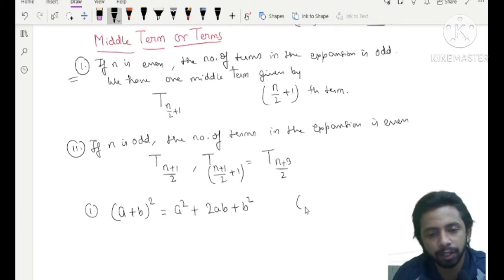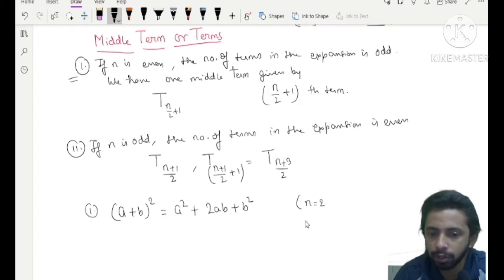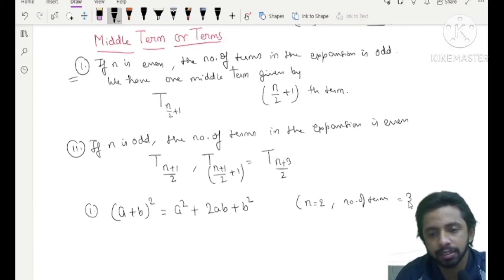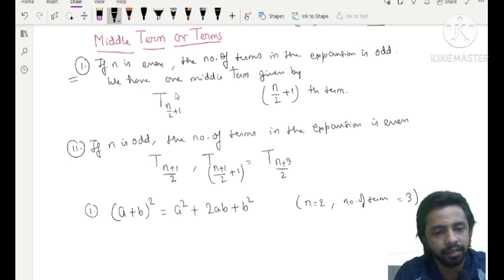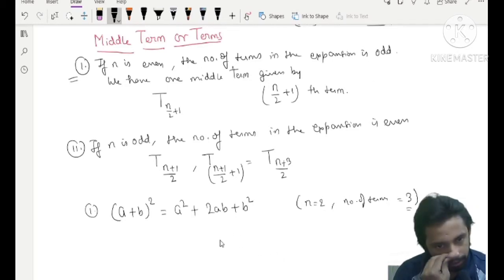a plus b raised to the power 2 equals a square plus 2ab plus b square. The number of terms here is 3. n is equal to 2. n is actually the power of a plus b, but the number of terms in the expansion is 3. So that's what I wrote here. If n is even, like n equals 2 here, the number of terms in the expansion will be odd. Then we will have one middle term.